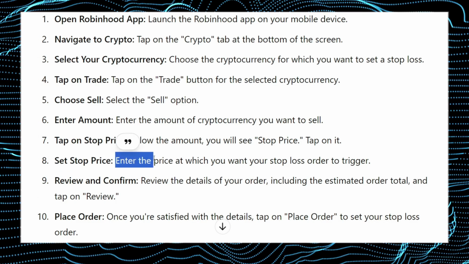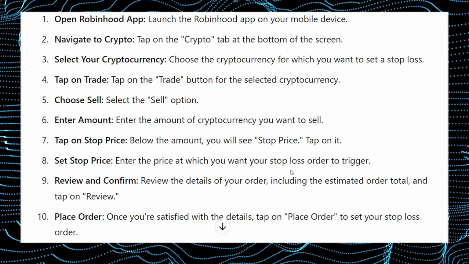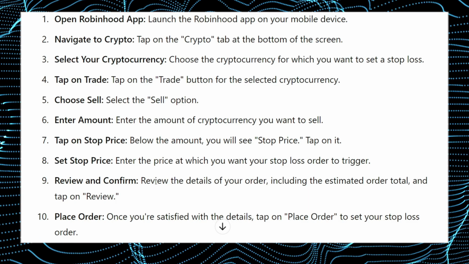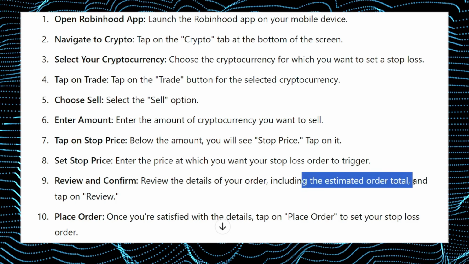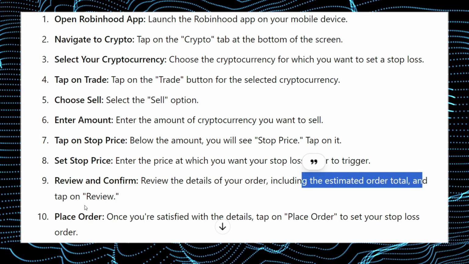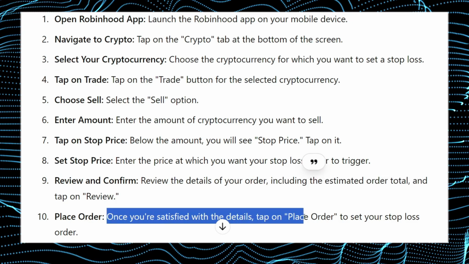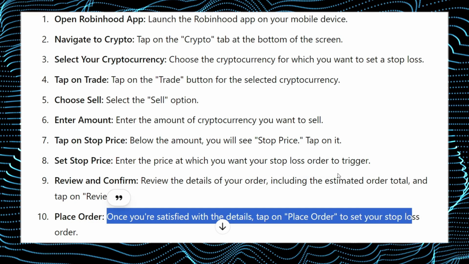Now set the stop price, enter the price at which you want your stop loss order to trigger. Now review the details of your order, including the estimated order total, and tap on review. And then once you're satisfied with the details, tap on place order to set up your stop loss order.